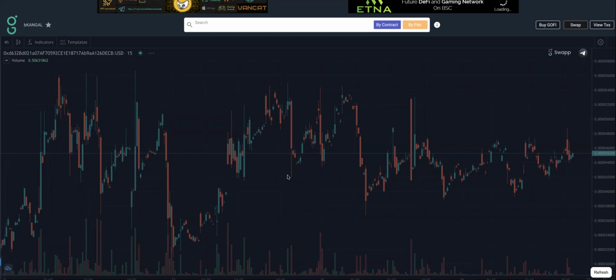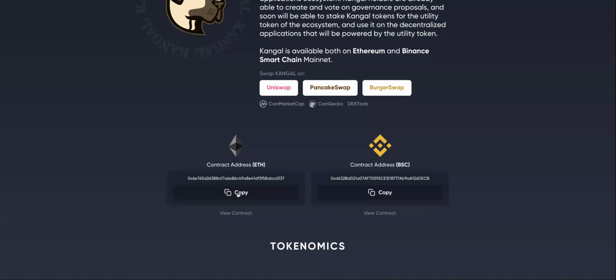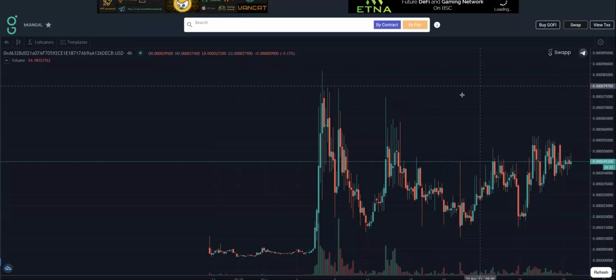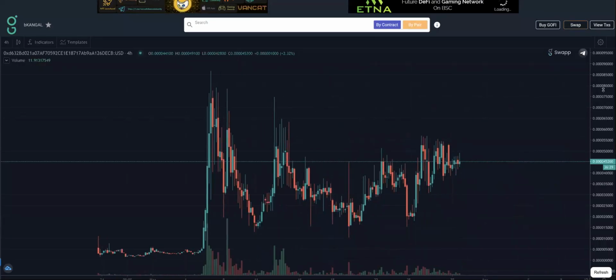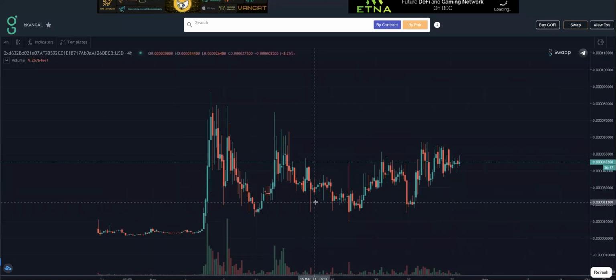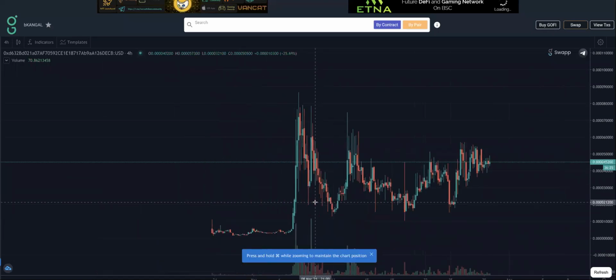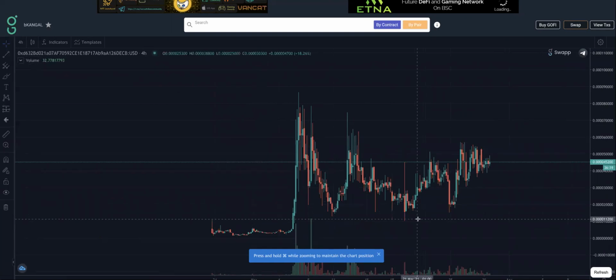It can be a bit slow, this website. So having said that, let me just quickly go to DexTools because I know DexTools should have Kangal. We'll copy the Ethereum contract address for this token. But if this one is a bit slow, okay, that's our 4-hour chart, that's fine. So having said that, you want to come and do analysis and satisfy yourself that you are at some form of support. Now, would I buy this coin? Absolutely, I will buy it.